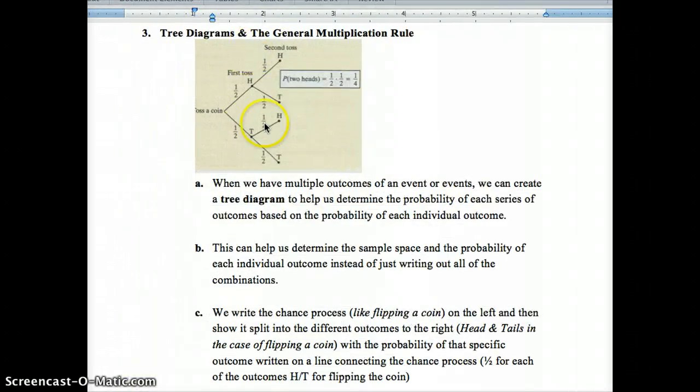So we call this a tree diagram. We're going to be drawing these a lot to guide our work in probability, and they make all of your problems much easier. This helps us determine the sample space by following each branch and each individual outcome, especially if our numbers aren't so clean as tossing a coin. We'll write the chance process again here on the left, and then we split it into different outcomes on the right, depending on how many repetitions of a certain event we have.